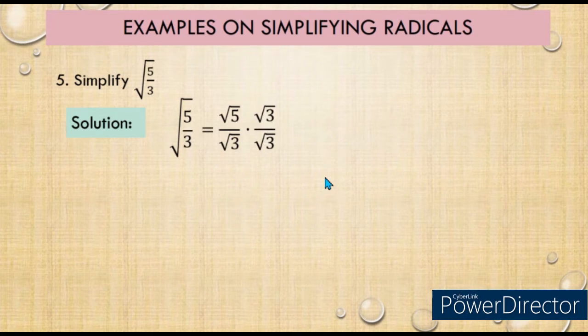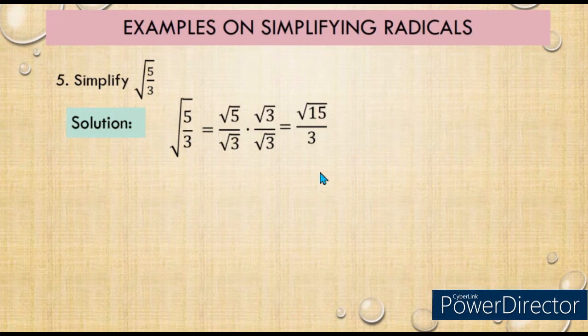So, we have the square root of 3 times the square root of 3 is equal to square root of 9. And the square root of 9 is equal to 3. Then, square root of 5 times square root of 3 is equal to square root of 15. So, the simplified form of square root of 5 over 3 is equal to square root of 15 over 3.